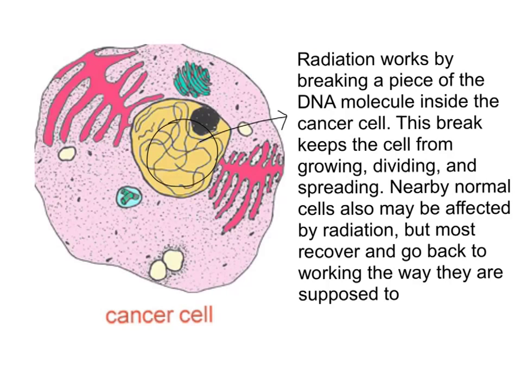The radiation works by breaking a piece of the DNA molecule inside the cancer cell. This keeps the cell from growing, dividing, and spreading. Nearby normal cells also may be affected by radiation, but most recover and go back to working the way they are supposed to. And here you can see that it affects the DNA inside the nucleus so that the cell can't replicate itself.